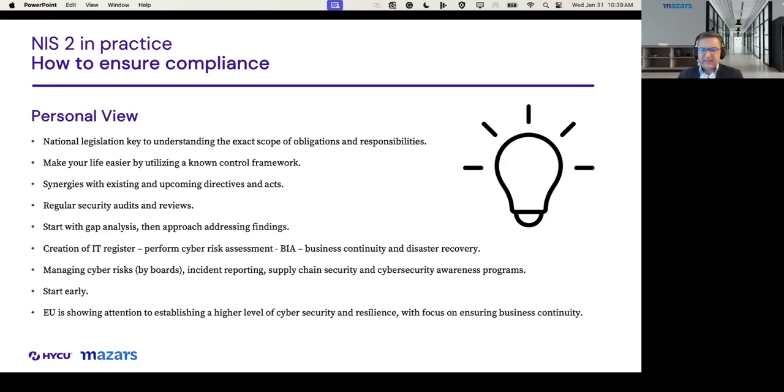Then the whole thing is that basically we have a few areas that are usually typical. This is my personal view, what I see in clients being low or like a risky area. So one is managing cyber risks by the top boards. This is usually delegated down to the cybersecurity people. The incident reporting is usually lacking. Supply chain security is kind of a new concept that some have adapted, some are completely clueless about.